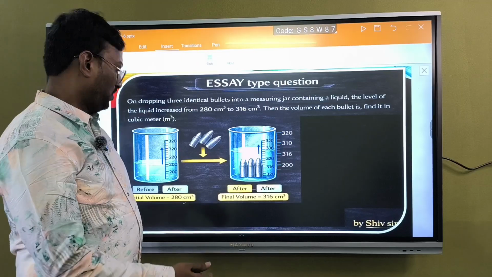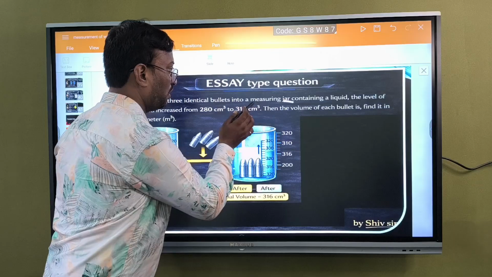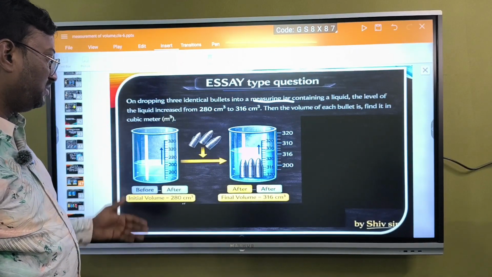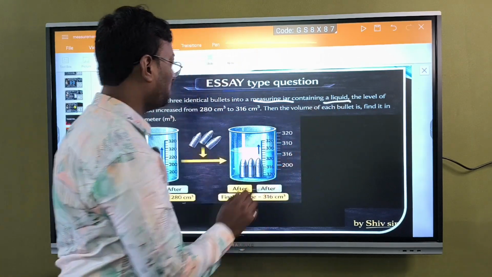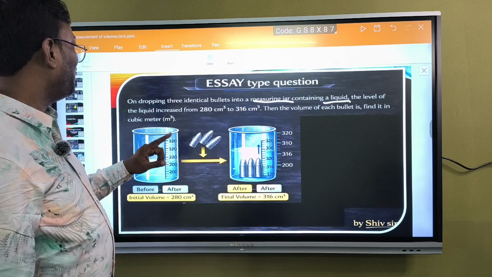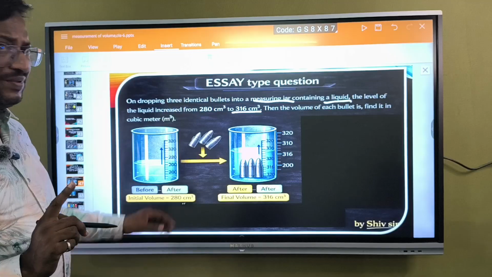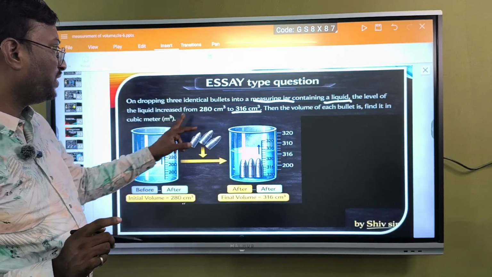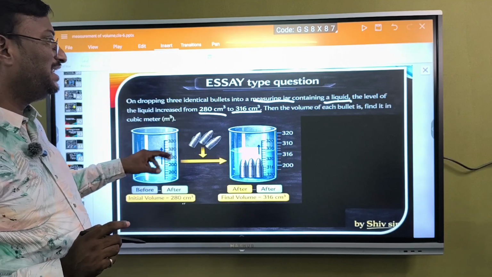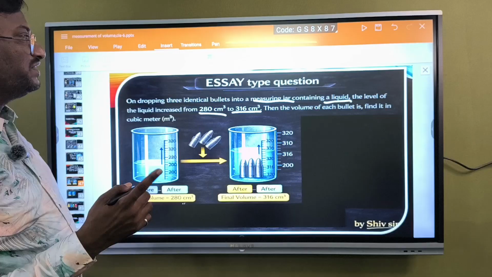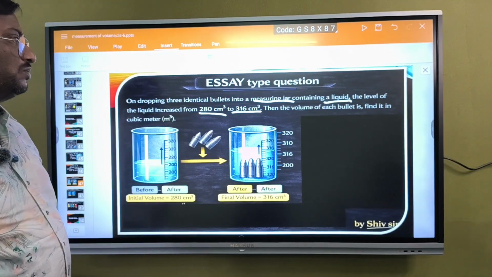See the next problem. On dropping 3 identical bullets into a measuring jar, there is a measuring jar here. They are containing a liquid. In the measuring jar there is some sort of liquid. The level of the liquid increases from 280 to 316. See, at first, before dropping 3 bullets, the level of the liquid is 280 centimeter cube. Once the 3 bullets have been dropped into that liquid, the liquid level rises to 316. Then the volume of each bullet is to be found in cubic meter. Cubic meter, you have to find it.